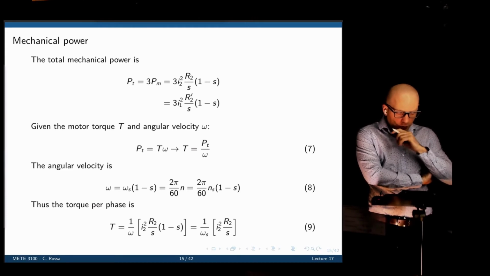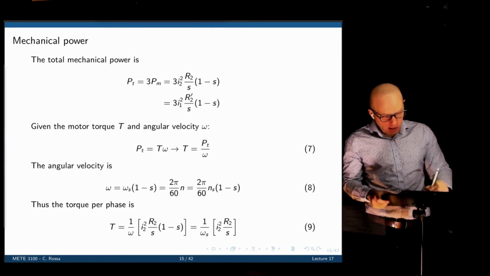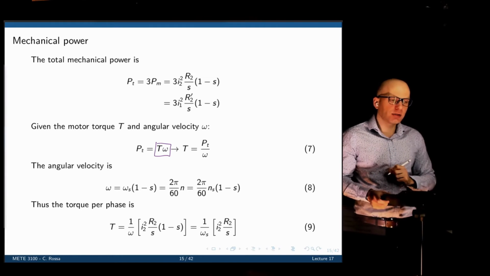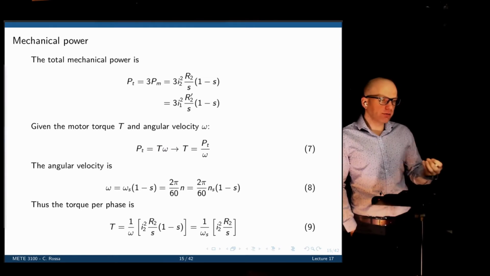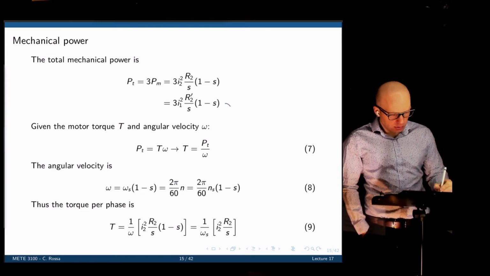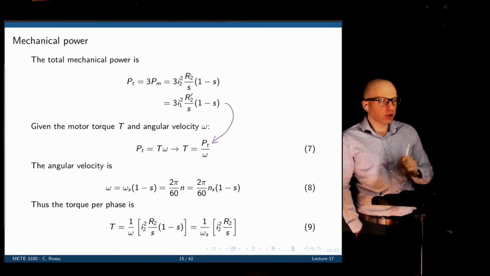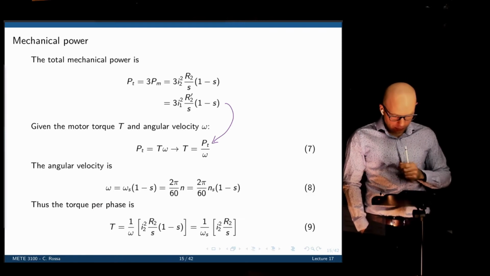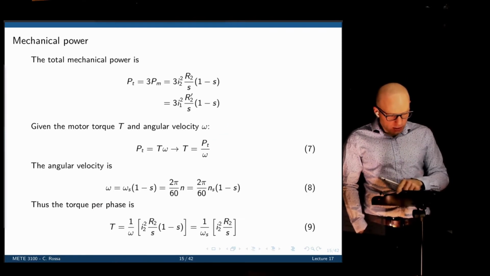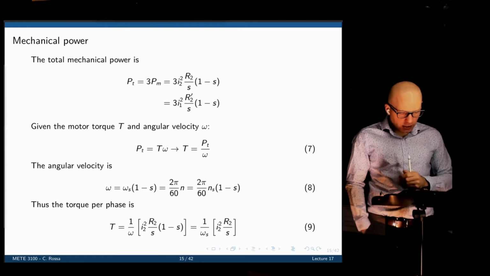What is the power? Well, the power is defined as the torque on the mechanical side times the speed. So we can now calculate the torque by simply dividing the power here by the speed of the motor, not the synchronous speed, the actual speed of the motor. This speed is in radians per second, and this is the speed of the motor.